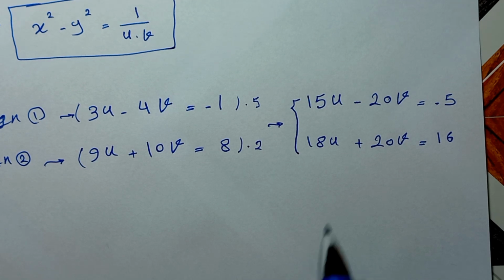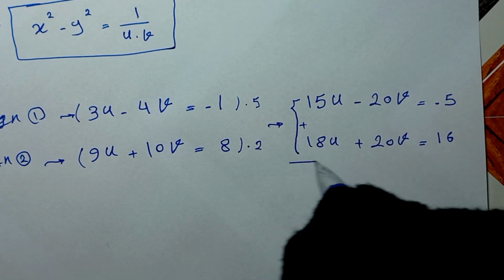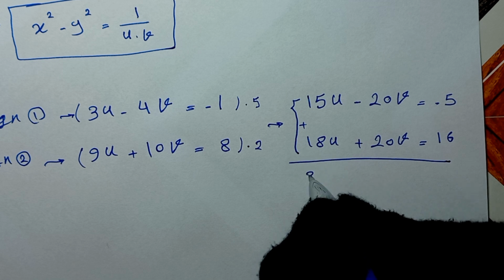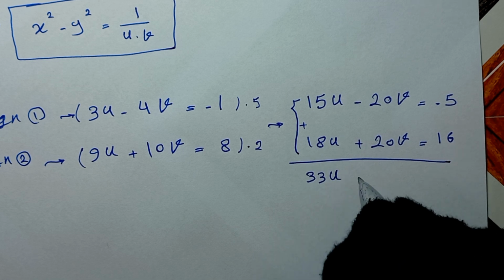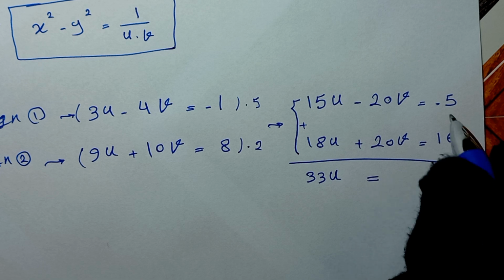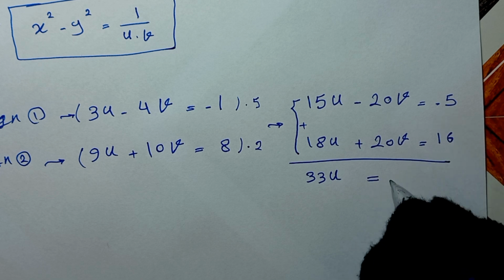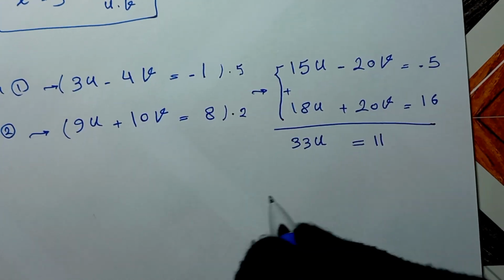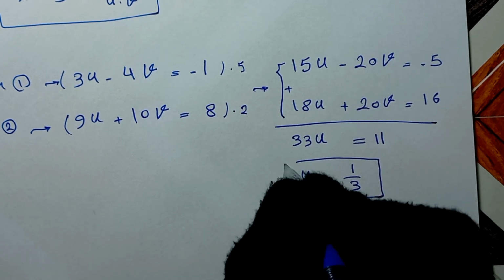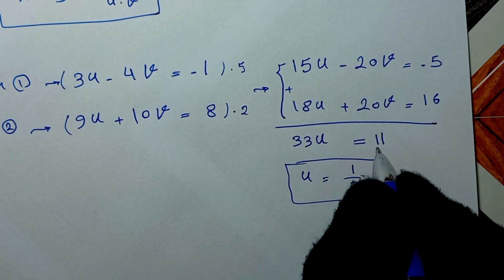And here we add these two equations together and it will be 15u plus 18u, it will be 33u, and negative 20v plus 20v it will be 0, and this is equal to negative 5 plus 16, it will be 11. And from here, u is equal to 1 over 3, right? We divide both sides of the equation by 33.